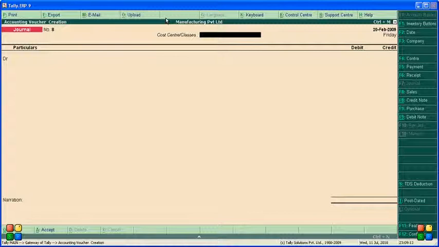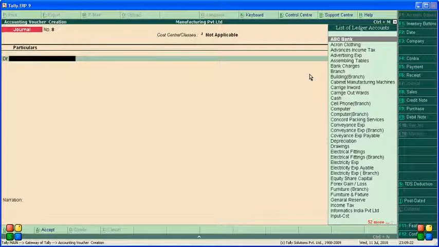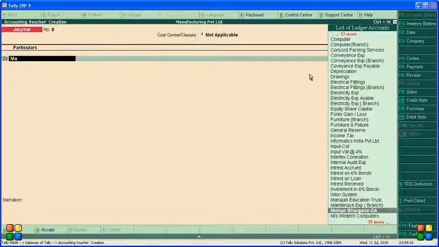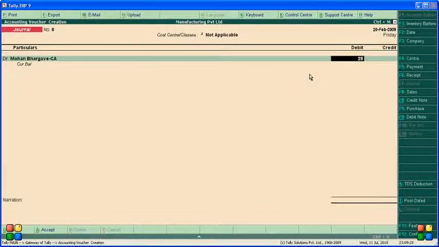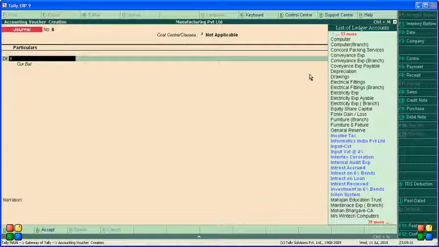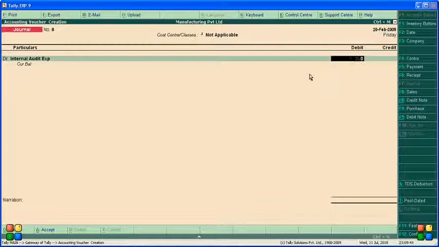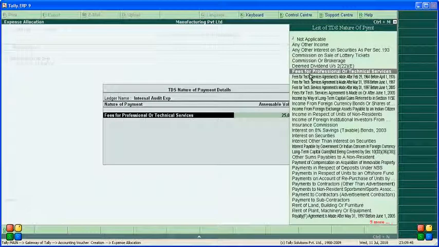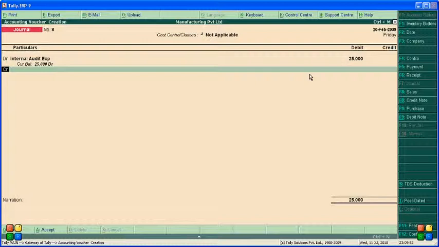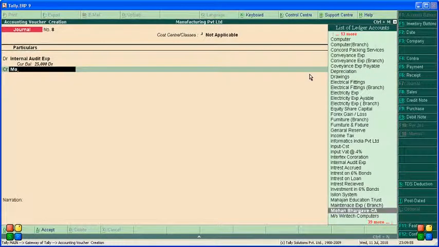The entry should be passed in a general voucher. Here is the general voucher; you can select it with F7, or it is already selected here. Mohan Bhargav is a chartered accountant. First, the internal audit expenses are coming to us. Here it is internal audit expenses, 25,000, for the purpose of professional or technical services. Accept 25,000. Now here Mohan Bhargav CA.